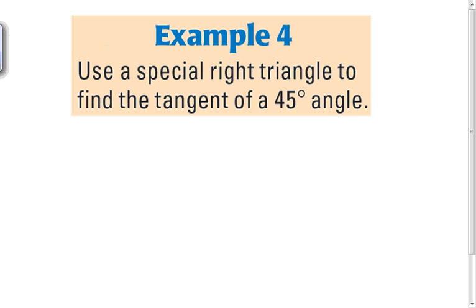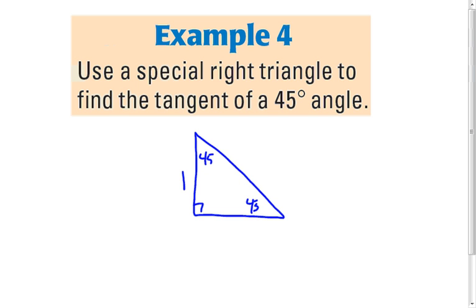Back to the special right triangles. Use a special right triangle to find the tangent of a 45-degree angle. This is where you embrace your inner geek and you sketch a 45, 45, 90, because this is how you doodle. 1, 1, and radical 2. 45, 45, 90. 1, 1, radical 2.